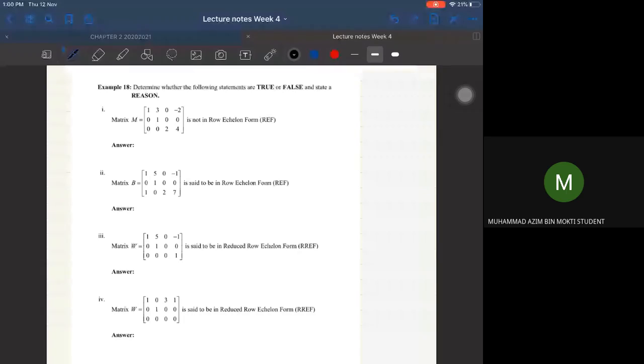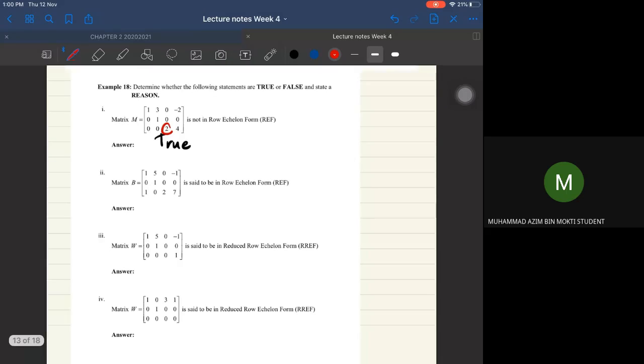So, for the first one here, matrix M is not REF. Betul ke salah? Yes, true. Okay, so this is true. Memang dia bukan REF pun. Sebab apa? Dia tak memenuhi syarat yang kedua, which is this one. Okay.